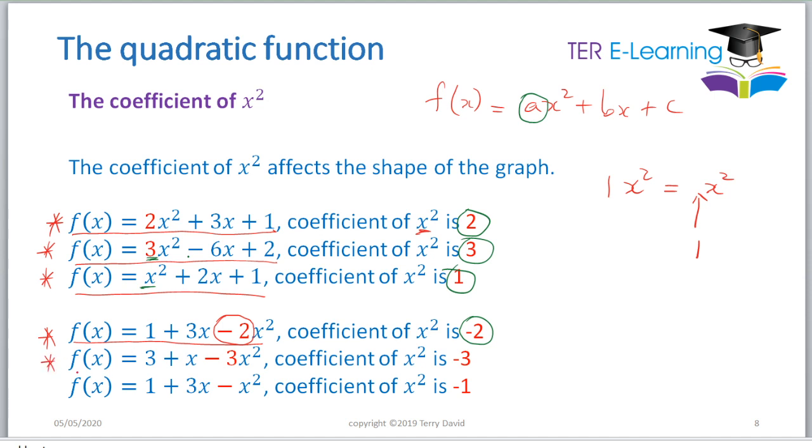In this particular one, we have 3 plus x minus 3x squared. If we look carefully, the number in front of the x squared is minus 3. So therefore, the coefficient of x squared is minus 3. Again, the third one, we have f of x is equal to 1 plus 3x minus x squared. We're looking at the number in front of the x squared. Notice there's no number, so we will assume that it's a 1. So therefore the coefficient of x squared is minus 1. Let me make sure you all understand this clearly.